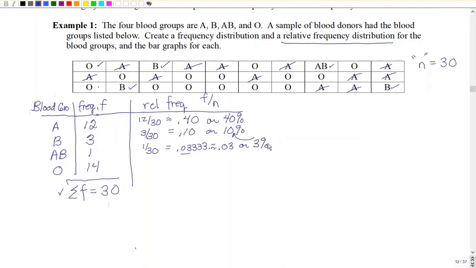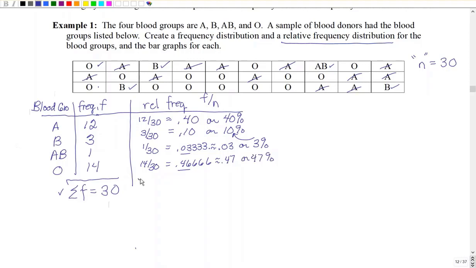And the last one here, 14 out of 30. Again, this doesn't come out even, 0.46666. So if we round this to 2 decimal places, again, use the correct rounding rules. If the number next to it's more than 5, you round up. So this would be about 0.47 or 47%.